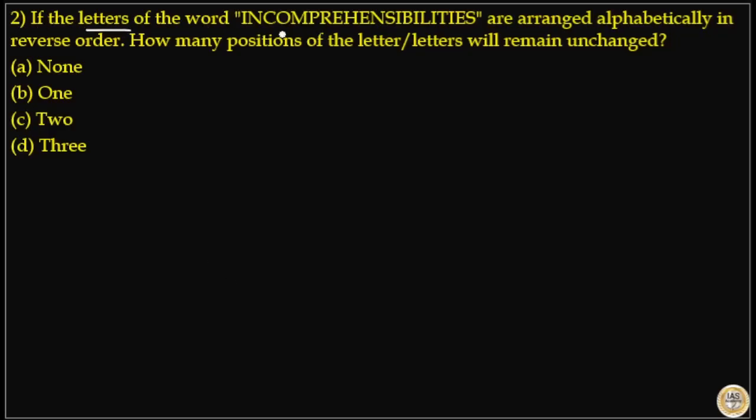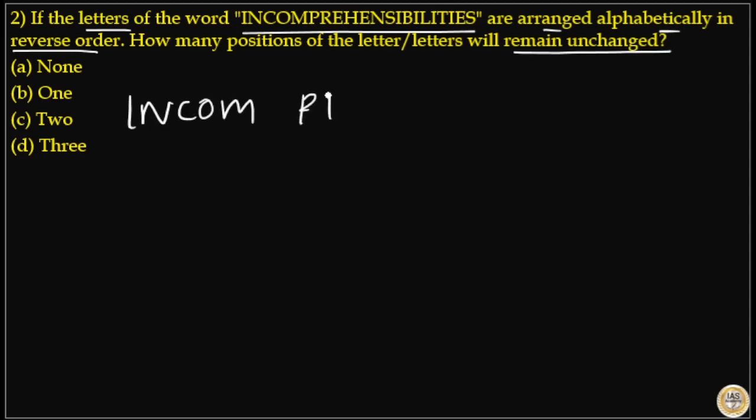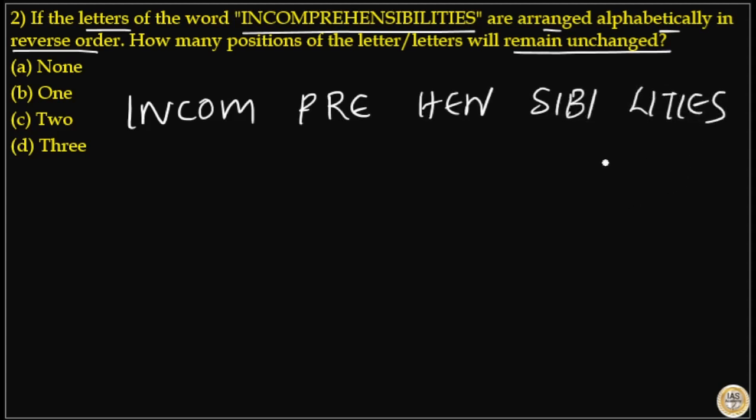If the letters of the word incomprehensibilities are arranged alphabetically in reverse order, how many positions of the letters will remain unchanged? So write the letters of this word in alphabetical order. Here, letter A is not present, but letter B is present here. So write the B here. Then you have C here. So write the C here.